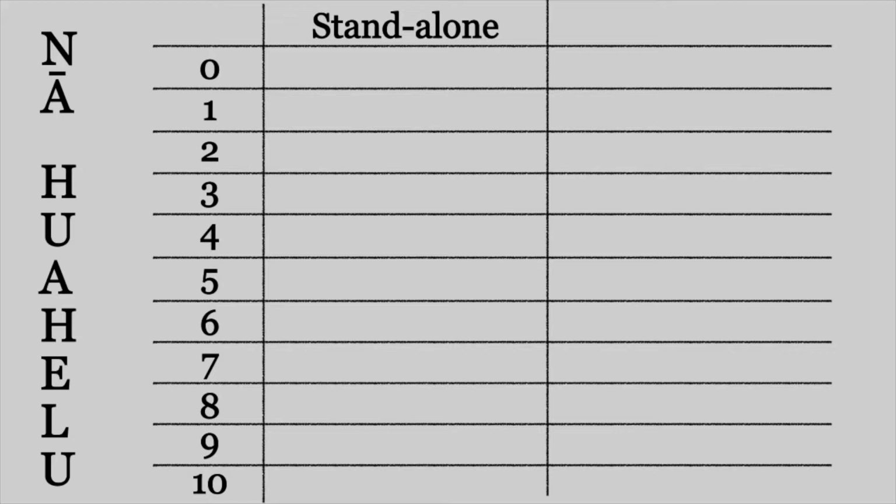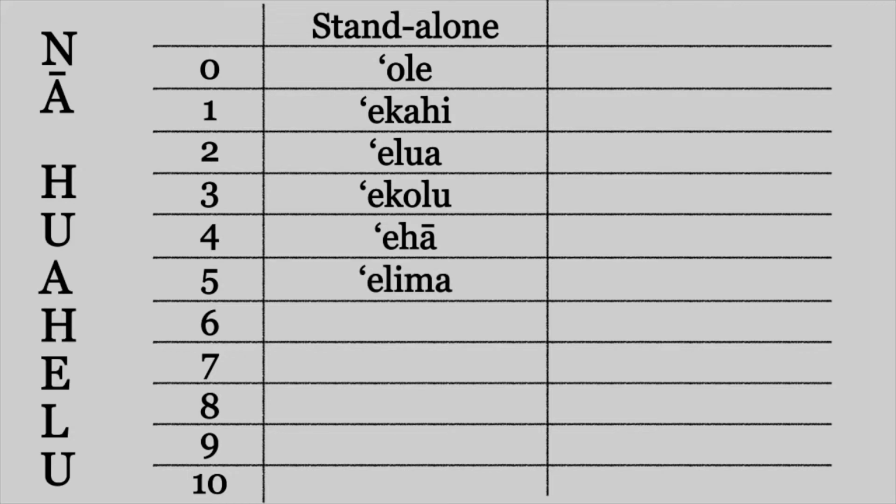For 0, it's ole. 1, ekahi. 2, elua. 3, ekolu. 4, eha. 5, elima. 6, eono. 7, ehiku. 8, evalu. 9, eiva. And 10, umi.